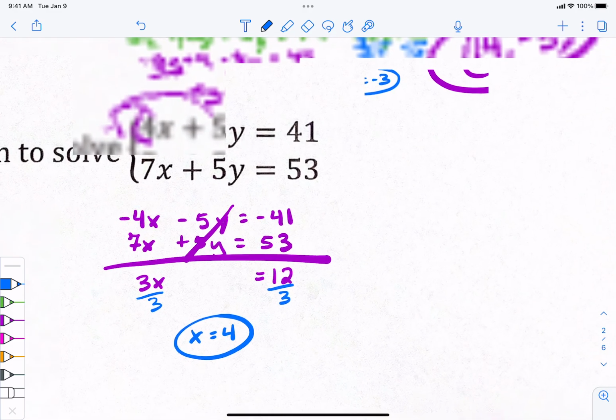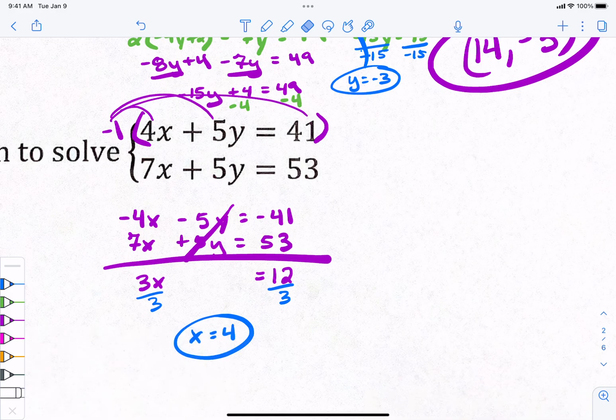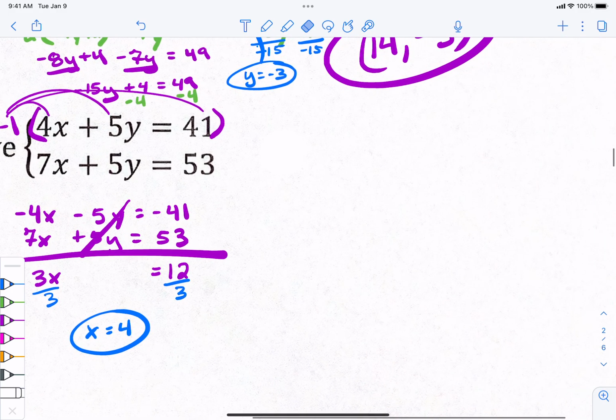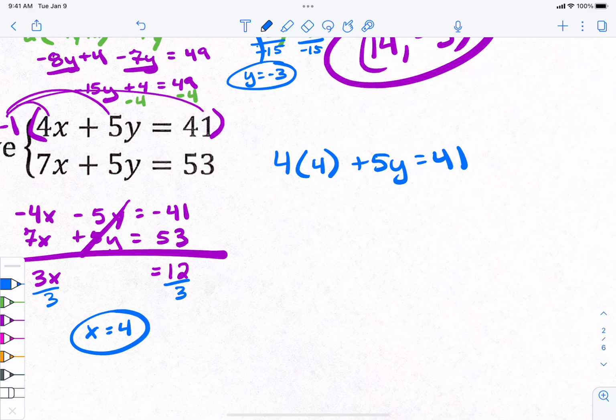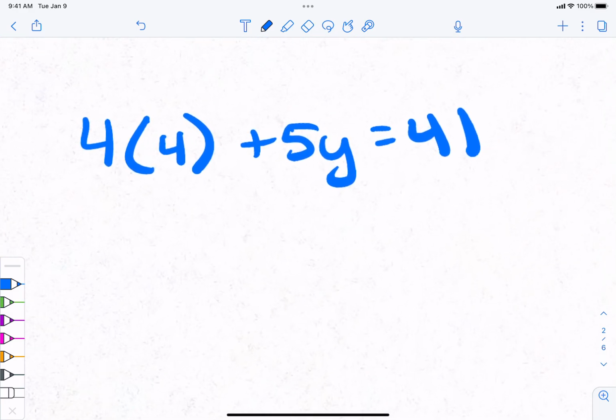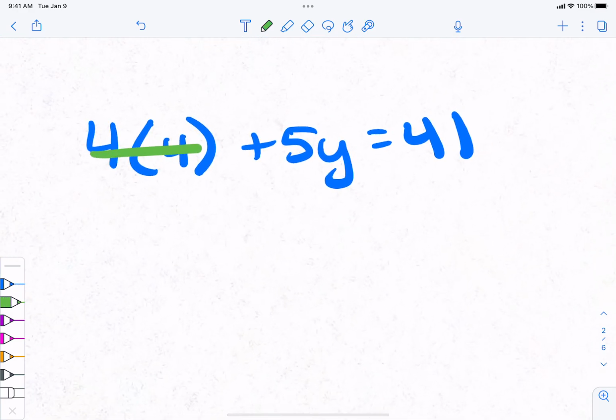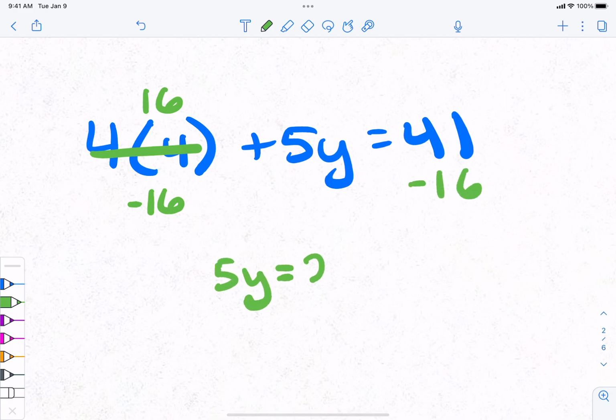Okay, now I have to plug back in. Which equation would you like to plug into? The first one. None of them are really very nice, so let's plug into the first one. 4 times x plus 5y equals 41. Okay, now we got to finish solving. What's 4 times 4? 16. All right, now to solve for y, 5y equals 41 minus 16. 41 minus 16 is 25, and we divide by 5, and that is 5.